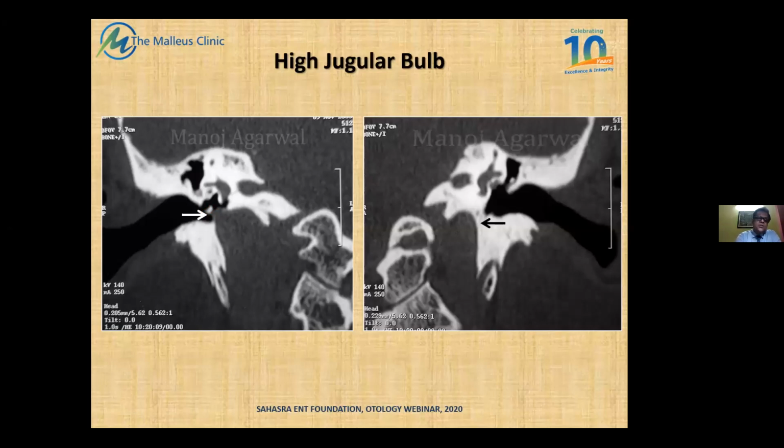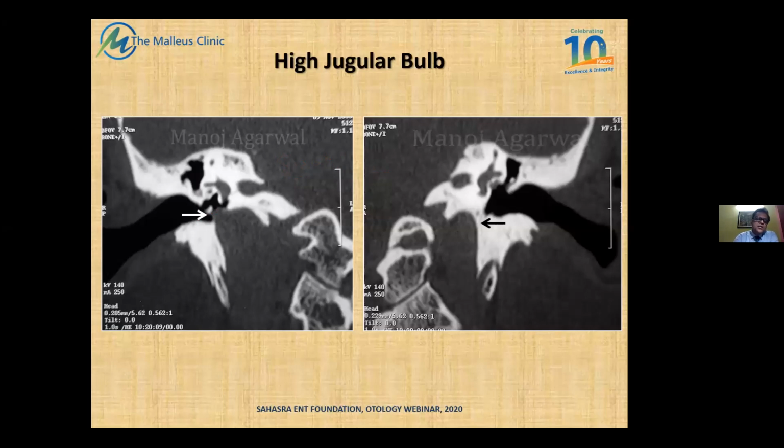Any idea what this white artifact is? This is actually a shepherd grommet that I had inserted in this patient. This patient had to, for some reason, undergo a CT after the grommet insertion. And this is a shepherd grommet. Now imagine what would have happened if I had just made the nick a little lower down. I mean, if I had just created the myringotomy a little lower down.